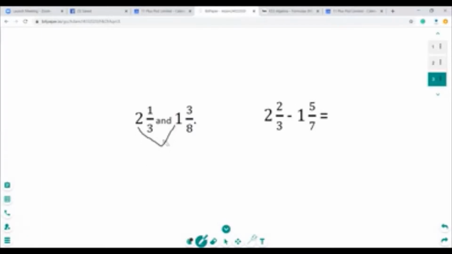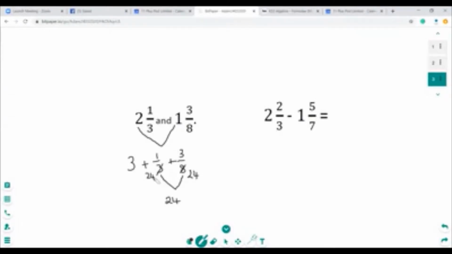So let's do 2 add 1. That gives us 3. And then let's handle the fractions separately. So we have 1/3 and 3/8. Remembering what we did on the previous page, 3 and 8 will both go into 24. So the denominators become 24.